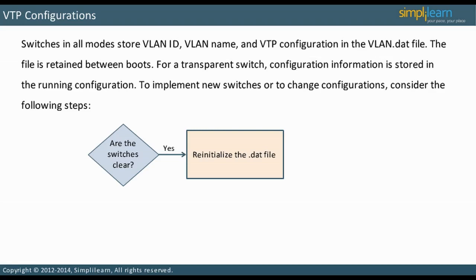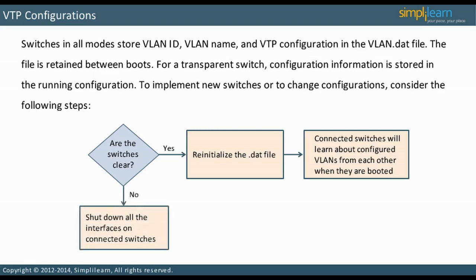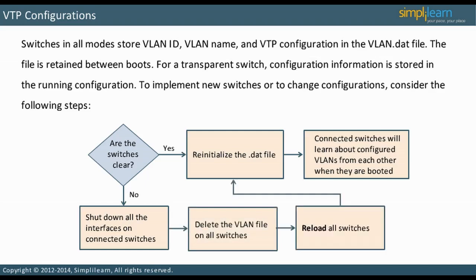This is important because a switch is a VTP server by default. All connected switches will learn any configured VLANs from each other when they are booted, unless you clear the switches first. To clear a switch, shut down all the interfaces on all connected switches and delete the VLAN file on all switches. Then reload all switches.